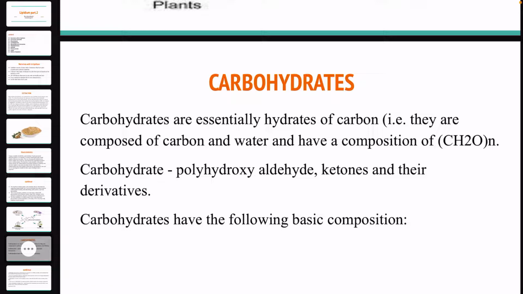And carbohydrates are polyhydroxy aldehydes, ketones, and their derivatives. Carbohydrates have the following basic composition.